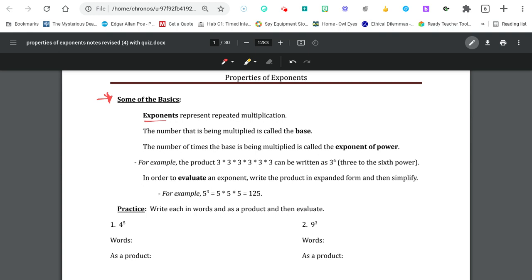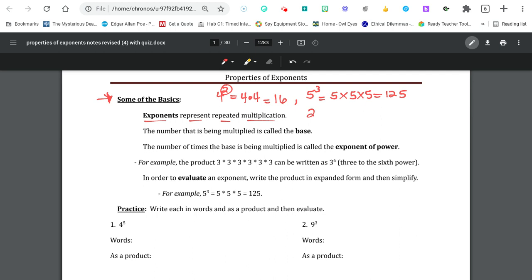Exponents are just repeated multiplication. That's all it is. So if I have something like 4 squared, everybody knows that's an exponent of 2. That just means you're going to multiply the 4 twice. 4 times 4 gives us 16. So again, exponents represent repeated multiplication. Or if you have something like 5 cubed, or 5 to the third power, that's just 5 times 5 times 5, which is 125.